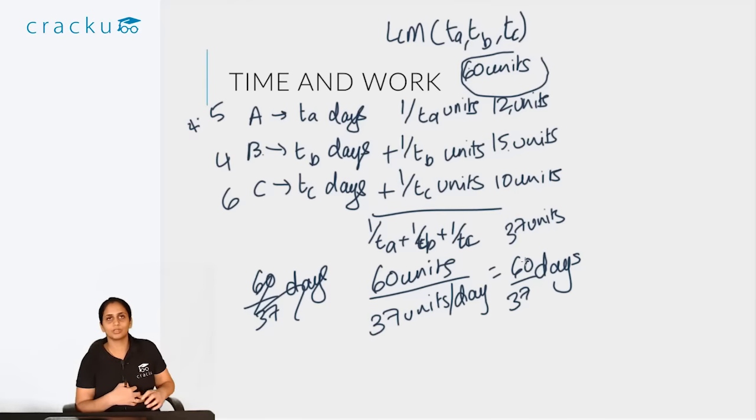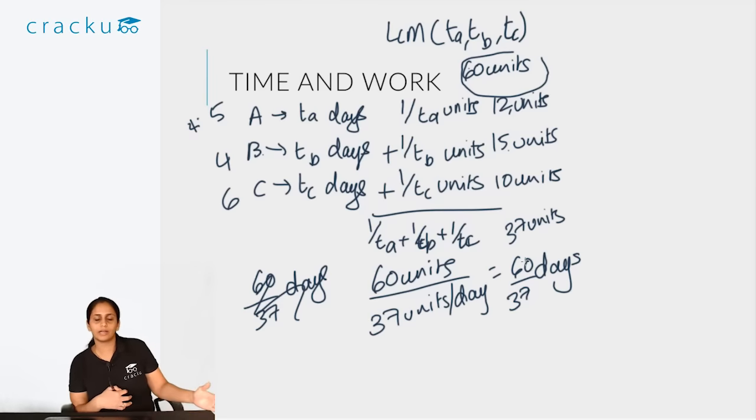Given the condition, suppose A and B work together, then sum A and B on that day. If B and C work together the next day, then sum B and C efficiencies together on that day, and so on. So you'll get the work done on each day. Sum them up to find out when the entire work will be completed. That is the basic fundamental behind time and work.